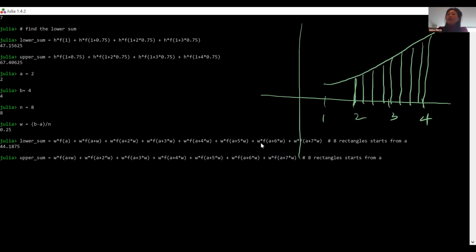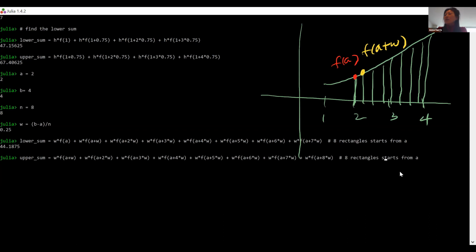Okay, so lower sum starts with this number, which is F of A. But upper sum starts with this number, which is F of A plus W. So I'm gonna keep going. The middle part is all the same. So I'm gonna add one more here. W times F of A plus 8 times W.